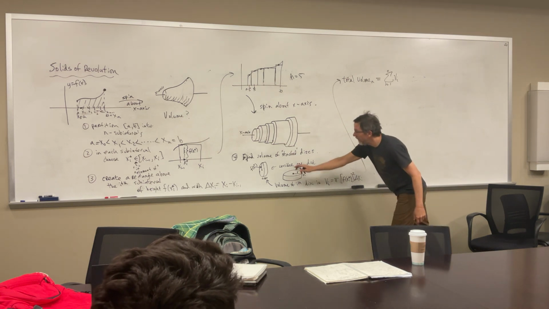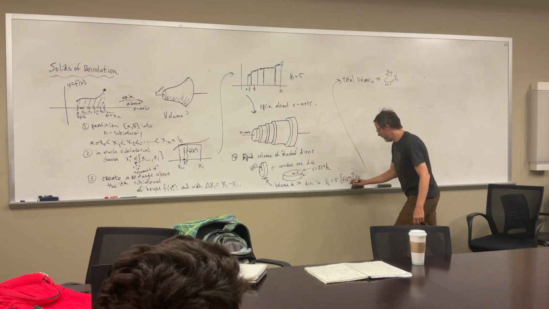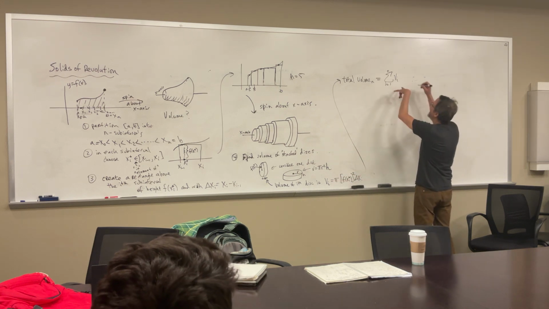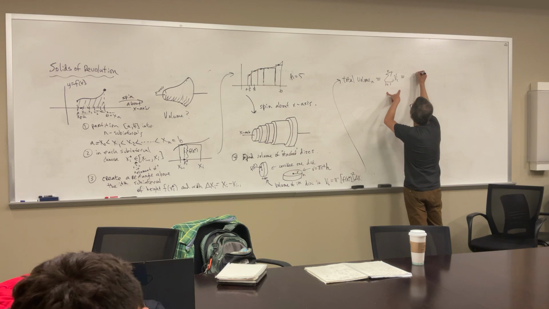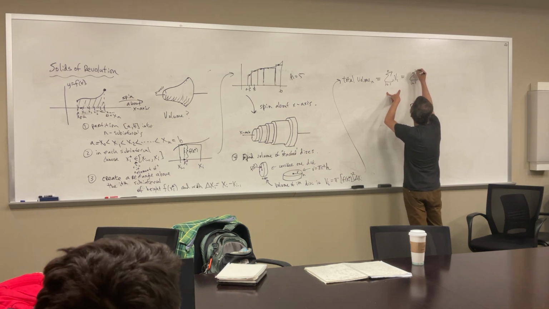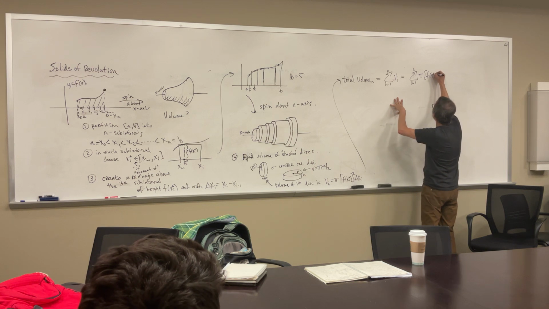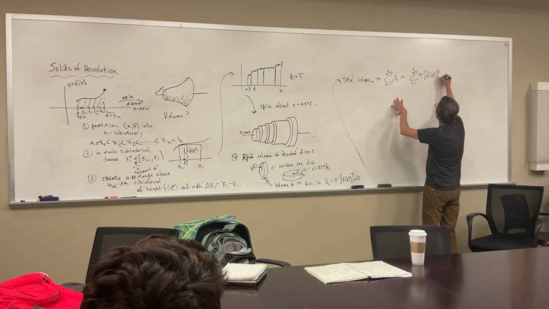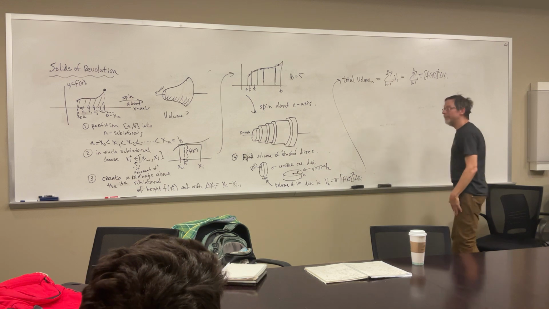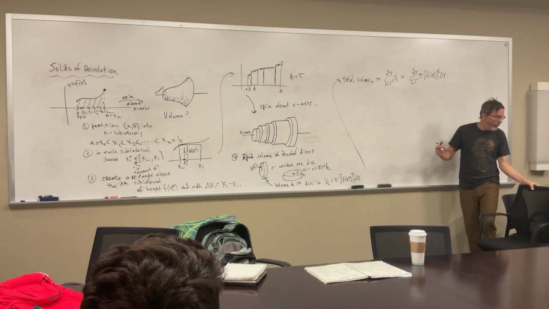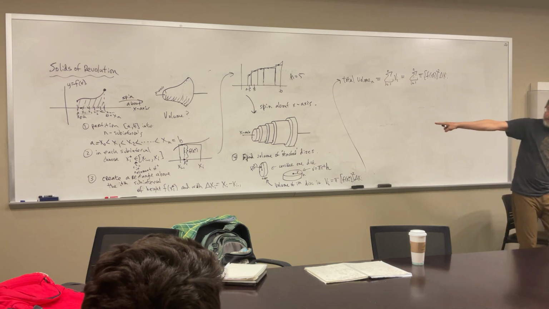This is, did I label it up? Yeah, right here. Okay, cool. There it is. There's the V sub i. And that looks like this: pi f of x sub i star squared delta x sub i. Almost done. So now the calculus is in. This is how you would approximate that.